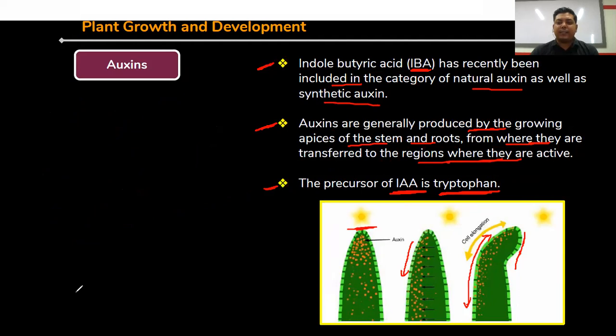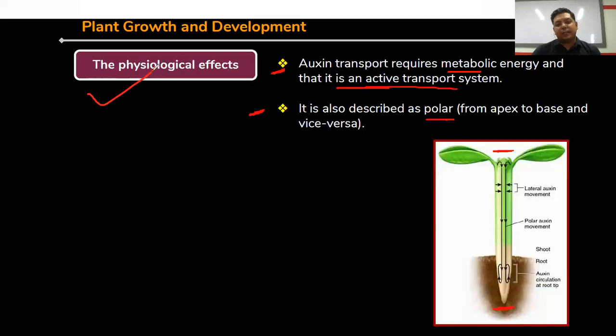Generally, in case of auxin, after production of this auxin, they're mainly involved in the bending of the tip. Already I've learned about them in the discovery of auxin, right? They're mainly involved with the bending of the tip of the plant body. Now we have to read their physiological effects, or the functions of the auxin hormone.